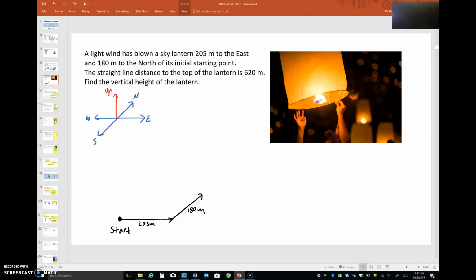Now, the sky lantern is above the ground, and that's the premise of this question, is to find the vertical height. So here it is up here. I'll draw a dotted line for this. We want to find that height, and I'll do a little picture. You guys are going to love my artistic talents. There's a sky lantern, like a little mini hot air balloon.